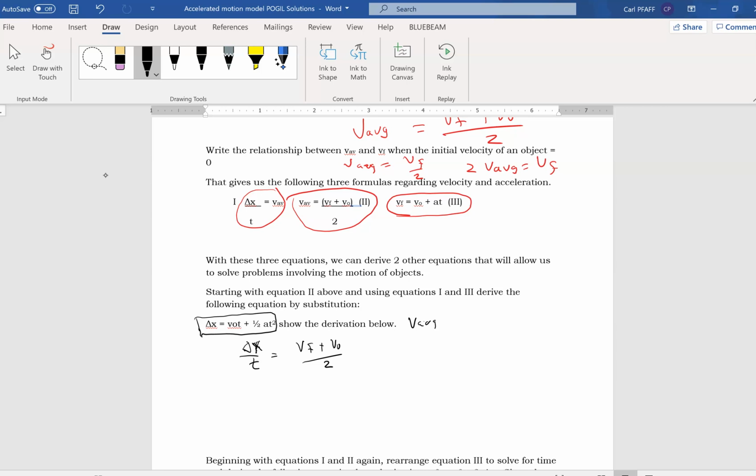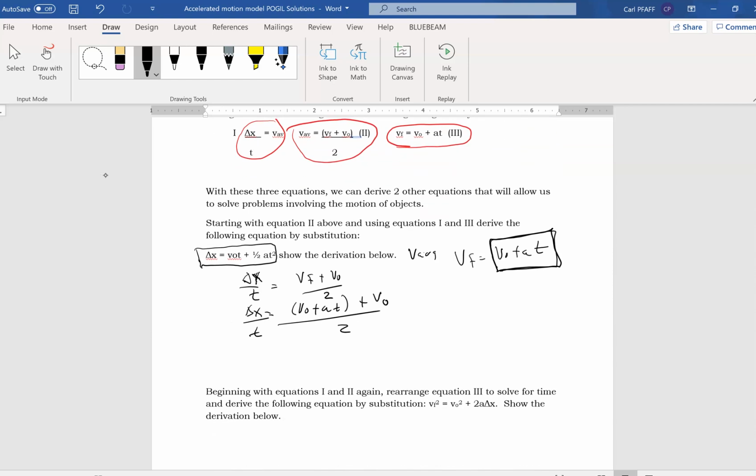And that's like the little transitive property. If delta X over T equals V average, and VF plus V naught over 2 equals V average, then delta X over T equals VF plus V naught over 2. And then I'm going to take this equation, VF equals V naught plus A times T, and I'm going to substitute this value right here for VF. So I'm going to get delta X equals V naught plus AT plus V naught, all over 2. And this should be over T. That's just called substitution.